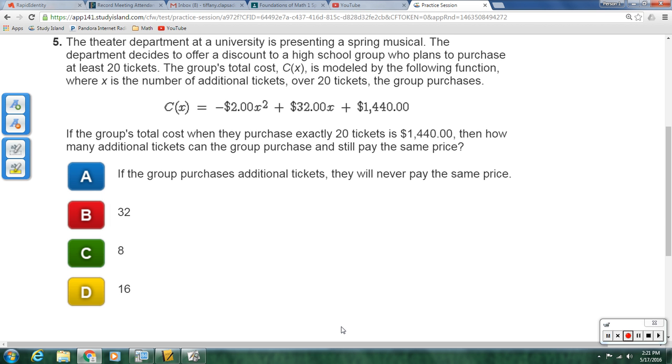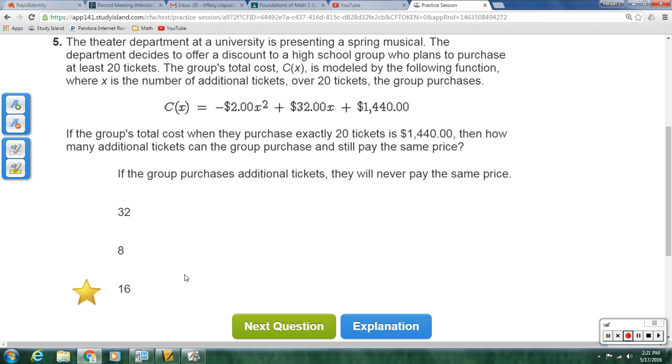If the group purchases additional tickets, they never pay the same amount? Yes. What do you want with? B? You want with B? Martha says B. Anybody have any other decisions? I think it's B. No, we'll go with what Ashley says, B and C. I think it's D. D? Alright, let's try D. You said, why D? Because it's the right answer, Ashley, and I don't guess.